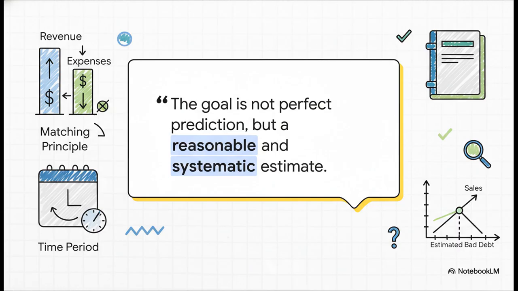Think about it. The risk of a bad debt was created the moment we made that credit sale back in January. Therefore, we must record the estimated bad debt expense in January too. We can't wait until December when we finally give up on collecting from that customer. This makes sure our income statement for January accurately shows the profitability of what we did in that period. It matches the cost, the bad debt, with the benefit, the sales revenue.